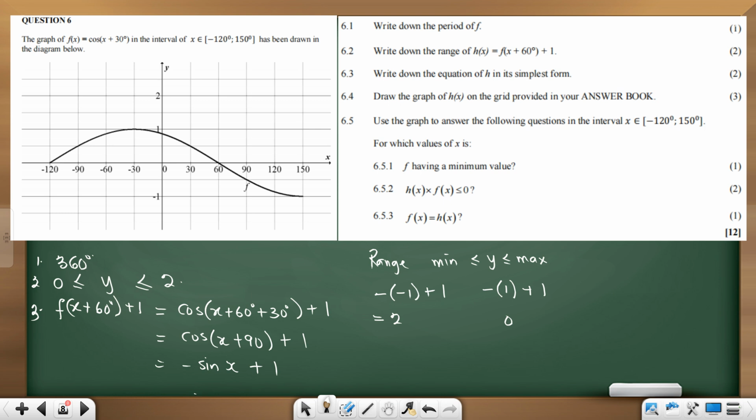Draw the graph of h of x on the grid provided in your answer book. So we're going to draw it over this one. Remember, this is h of x now. You would see something nice. It's actually the same graph, but shifted. Okay, is it the same graph? No. Reflected and shifted. Now let's do this together.